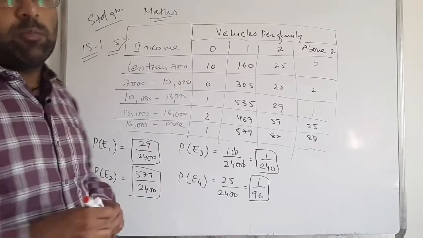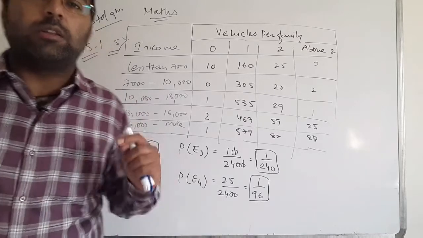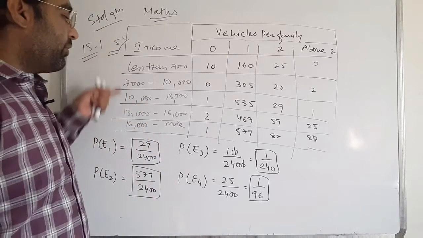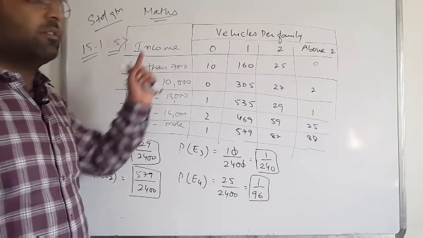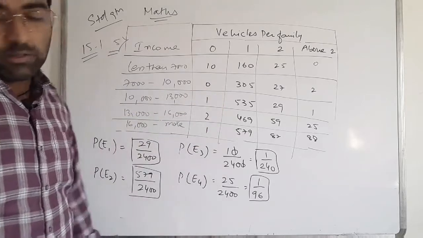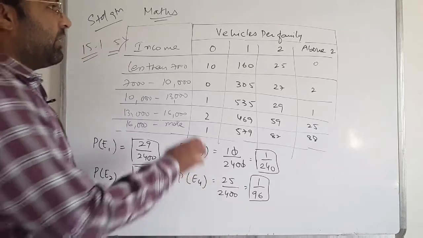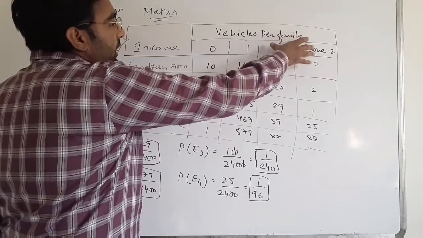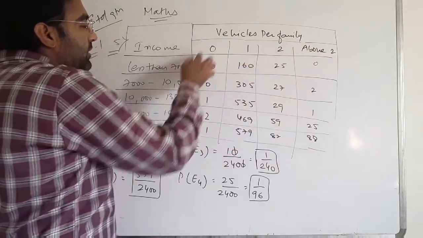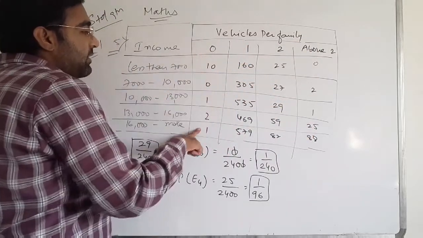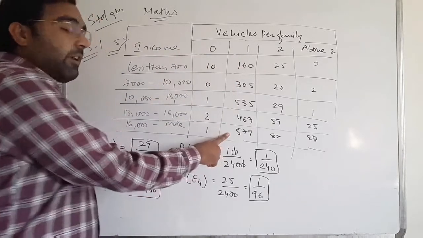Now we are moving to the last one, that is owning not more than one vehicle. There is no row to select; we have to select the column, that is owning not more than one vehicle. Not more than one vehicle means we do not have to count two or more vehicles; we just count families which have no vehicles and families which have one vehicle.